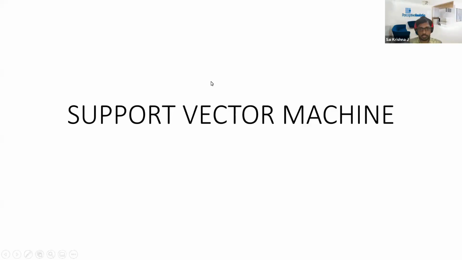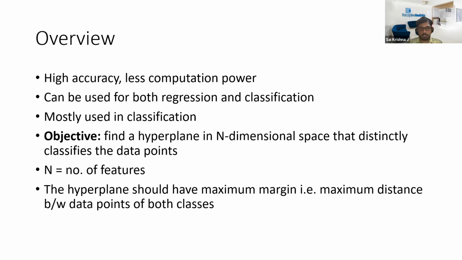So today I will cover this algorithm called support vector machine, also called SVM for short. The first point about this algorithm is that it provides a very high level of accuracy with significantly less computation power. It can be used for both regression as well as classification purposes, but in practicality, it is most commonly used for classification objectives.